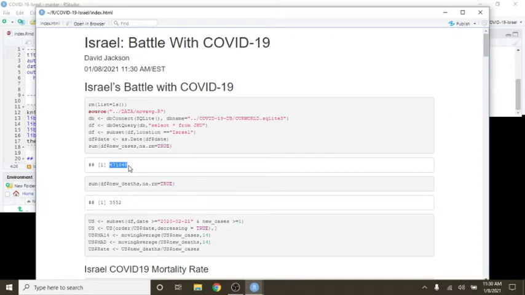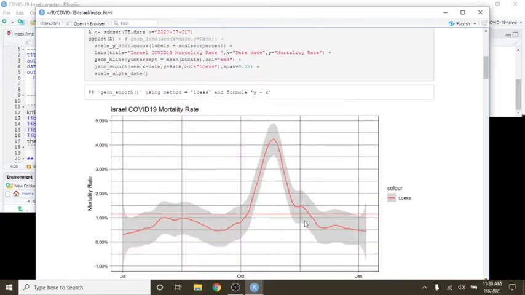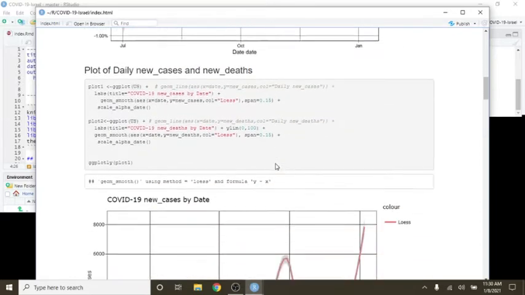Okay, we can see here currently Israel has 471,000 and change cases, 3,252 deaths. And here's the good news. To begin with, let's begin with the declining mortality rate. The mortality rate is down about 0.5% in Israel right now. Let's see if we can figure out why that is.